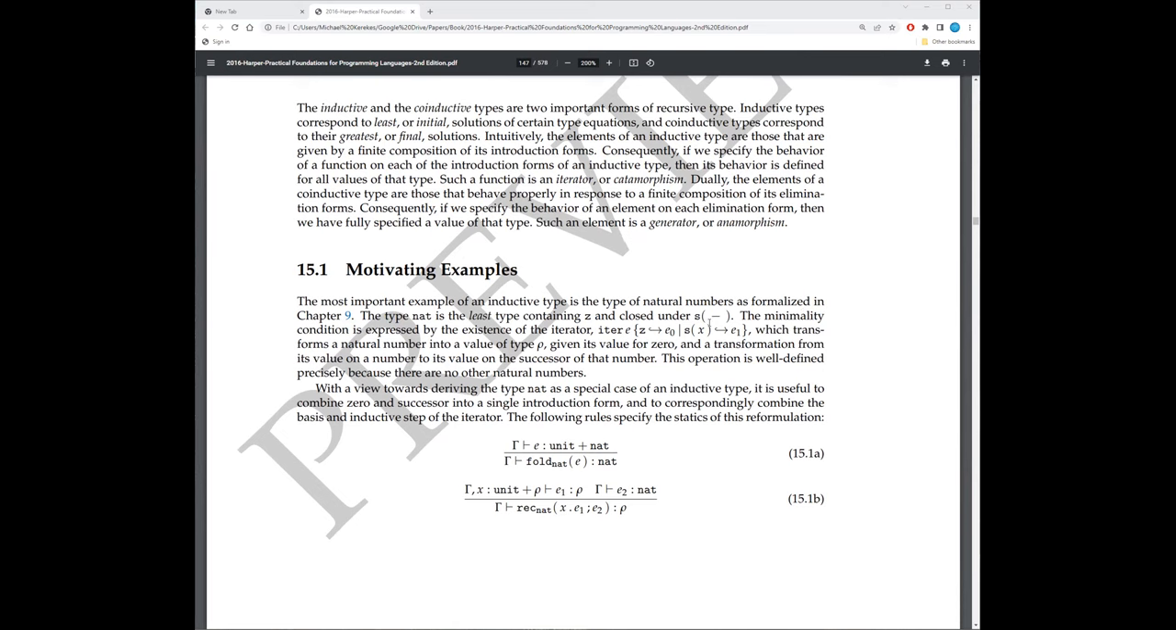So what is this S here? I don't know what that is. S is just successor. Oh, right, successor, never mind. And iter is basically fold, or you could think of it as natural induction in math. If you define something for zero and for n plus one, then you define it for all n.